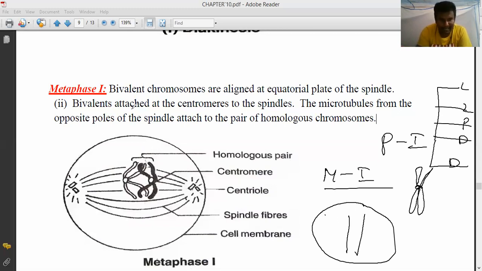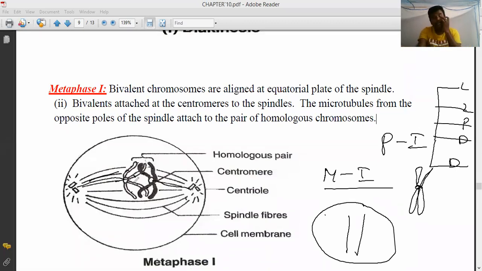Bivalents are attached at the centromere to the spindle fibers. So these are bivalents: these two, these two, these two. The bivalent chromosomes are attached at the centromere. From the centriole, spindle fibers are formed, and those spindle fibers are attached here.